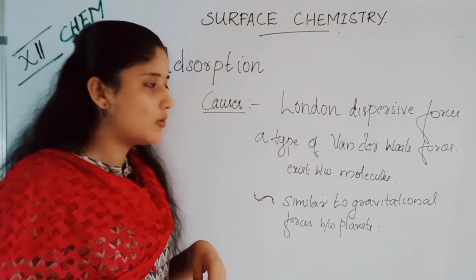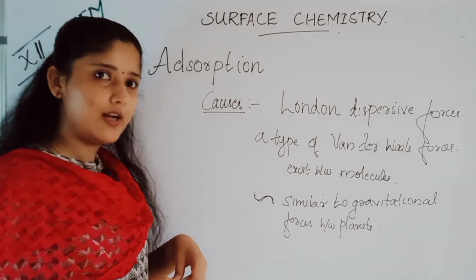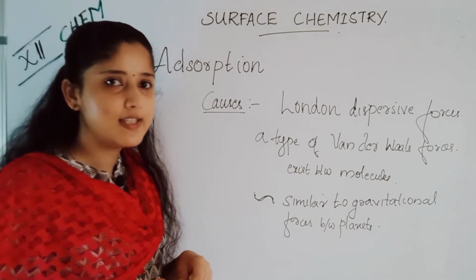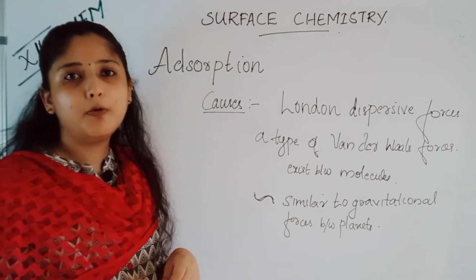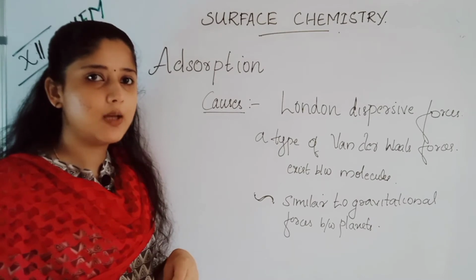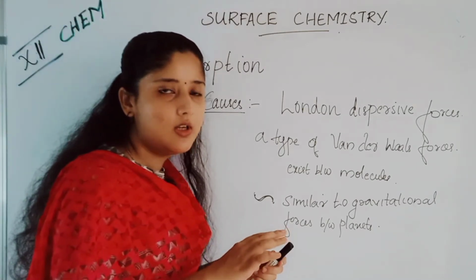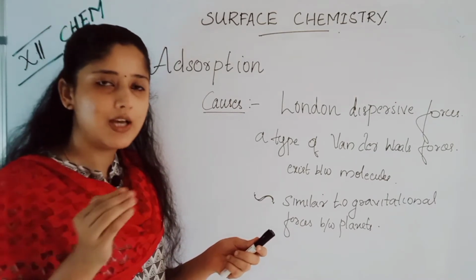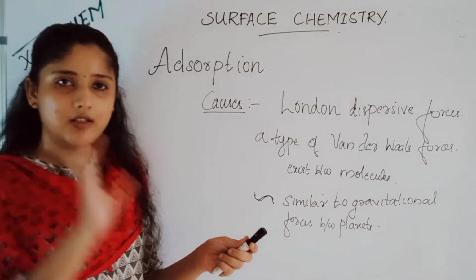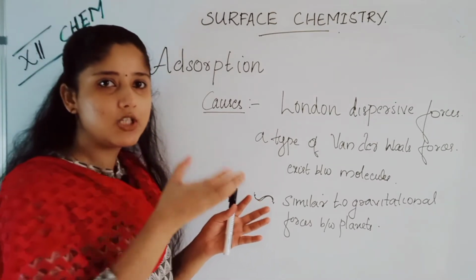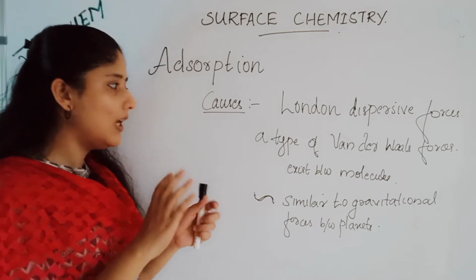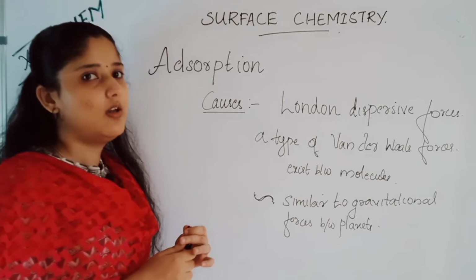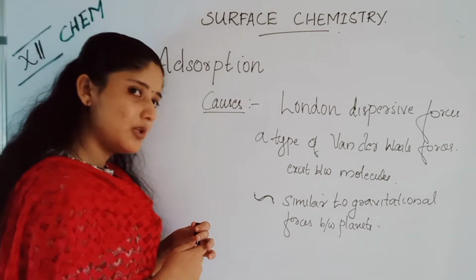The next topic to discuss is what are the causes of adsorption. It is caused by London dispersive force. London dispersive forces are a type of van der Waals force. They are weak van der Waals forces that exist between the molecules, and it is also similar to the gravitational force that exists between the planets. Planets are far, but a gravitational force exists between them. Like that, weak forces are called London dispersive force, and that is the cause of adsorption phenomenon.